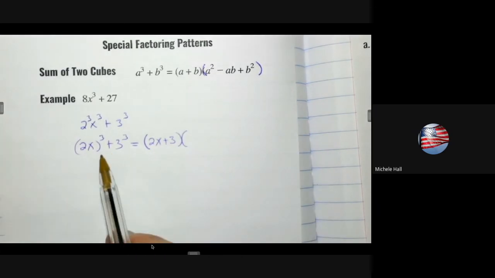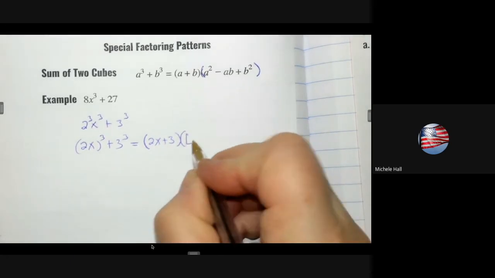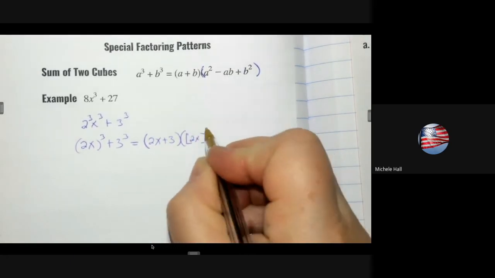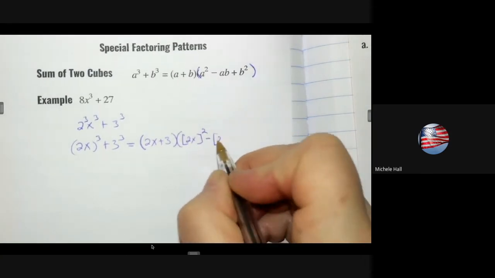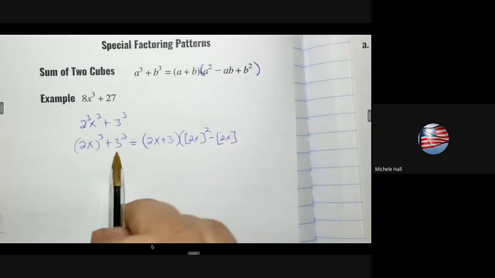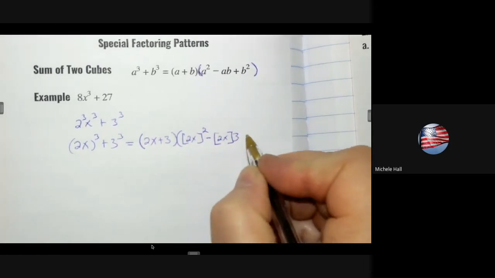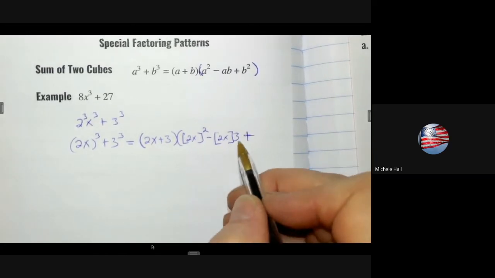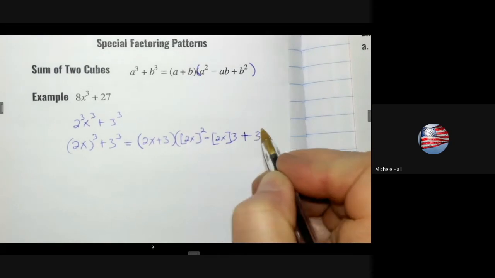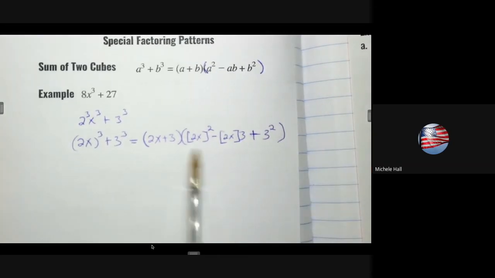Now it's a cube, so I've taken already one of the 2x's away. That leaves 2 of them. There are 2 of the 2x, and then it's minus. There is 1 more of the 2x, and this is where the second term comes in, 3. So we're multiplying by 3, and then there are no more 2x's left, but there are 2 of the 3's, so 3 squared. That is the pattern. Now you need to make sure that you simplify everything.